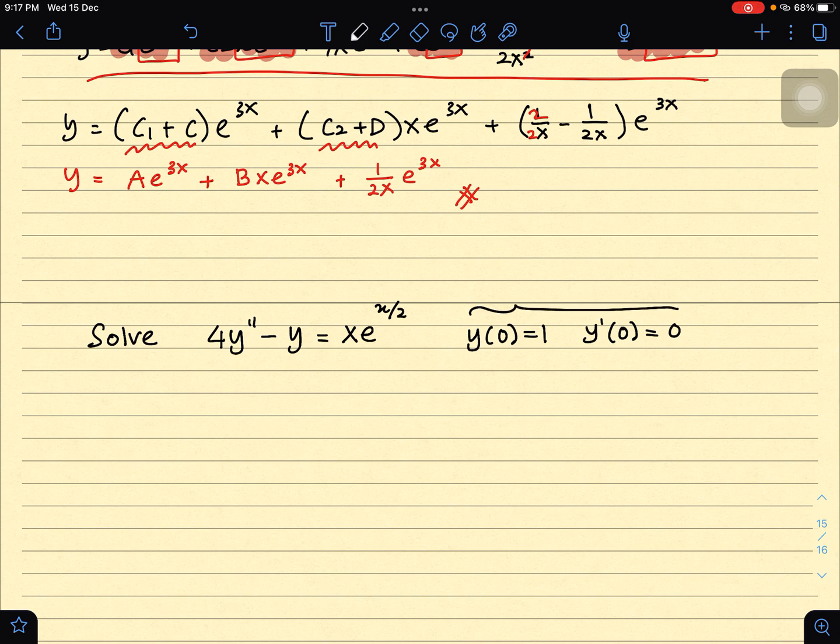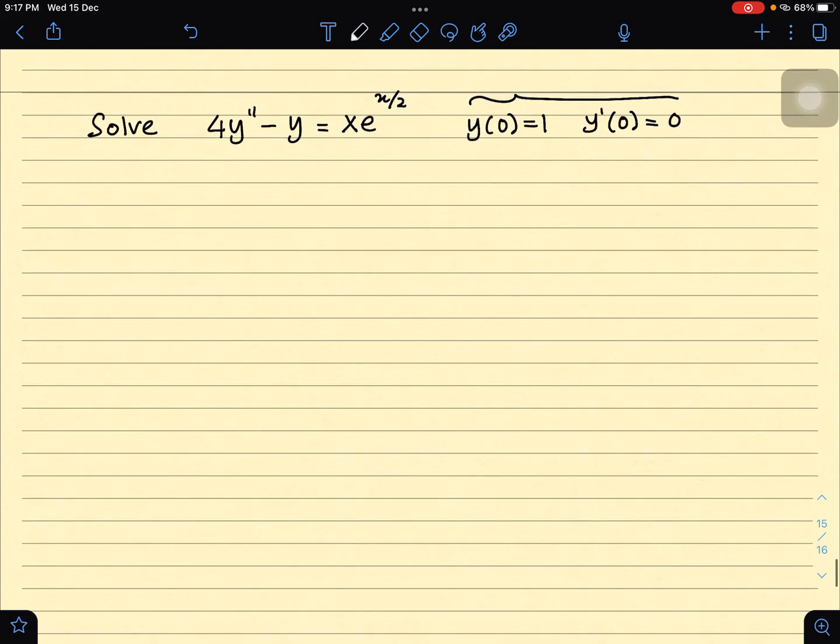Cuba fikir dekat mana nak guna initial condition ni. Okay, solve yang differential equation 4y double prime minus y sama dengan x exponent x over 2 given the initial condition y0 equal to 1 dan y prime 0 equal to 0. So yang ni kita akan bincang dalam kelas minggu depan.